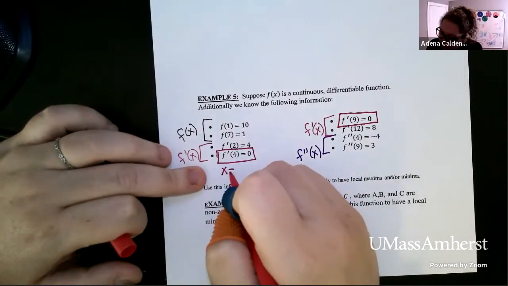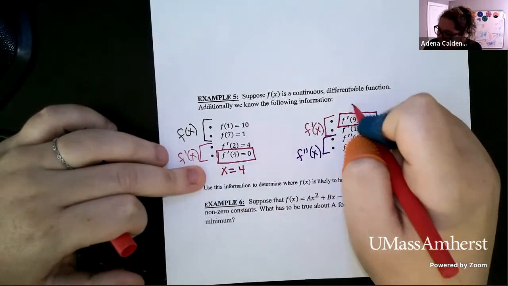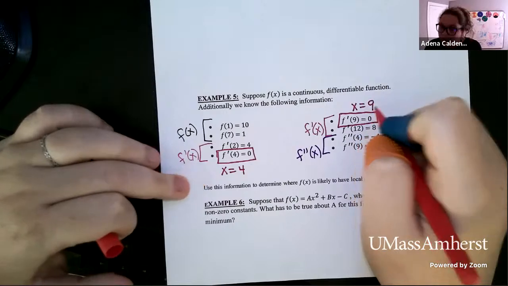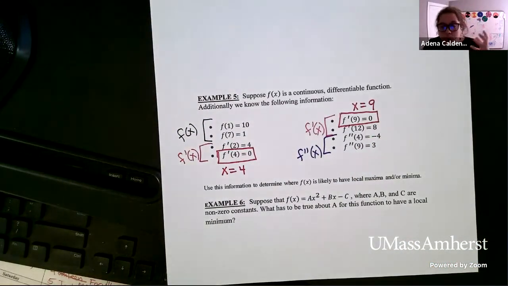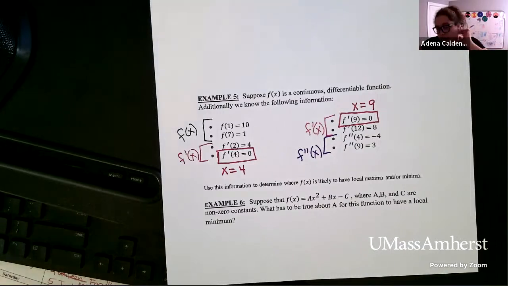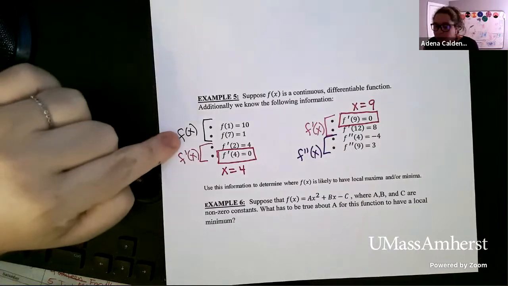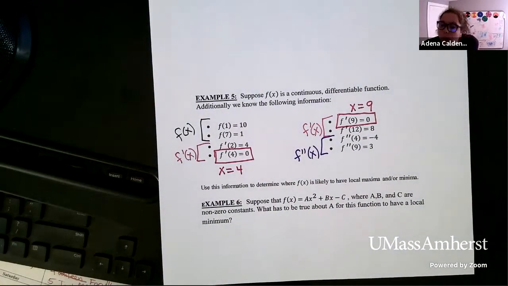So that means that at x equals 4 and at x equals 9, we have critical points. So now we need to figure out what we know about 4 and 9 to figure out what type of critical points these are. If you look at the information we have for f of x, we don't have enough information to determine if we are increasing and decreasing around these points. We'd have to have a lot more data points to figure that out.